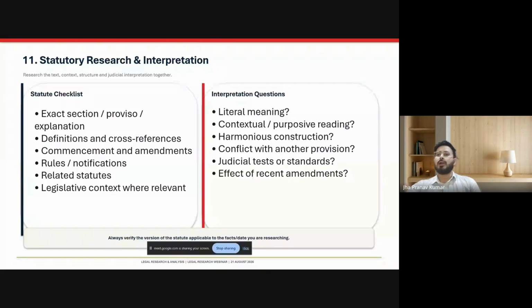Okay, now these are some of the statutory research and interpretations in that matter. So बहुत सारे ऐसे रिसर्च होते हैं जहां पे जुडिशियल इंटरप्रिटेशन की जरूरत पड़ती है, राइट? तो here these are some of the statute checklist which you need to be very clear about, कि आपने कुछ गलत तो नहीं कर दिया है जब आप साइट कर रहे थे. You have to check if the sections are correct, if the definitions are correct, if the amendments, rules, or any of the legislative contexts are relevant or not.